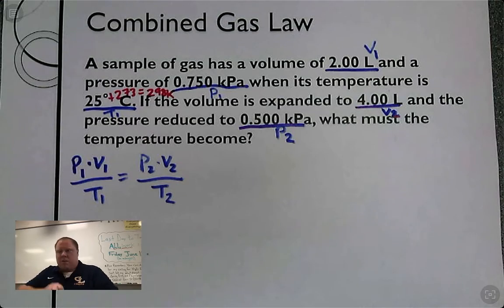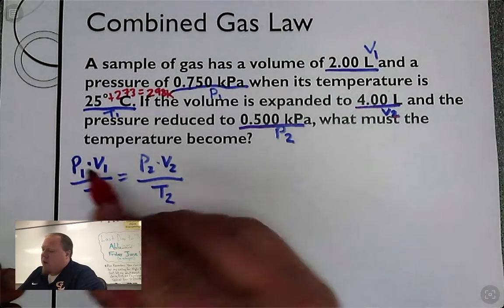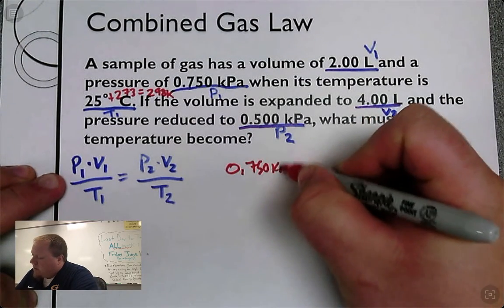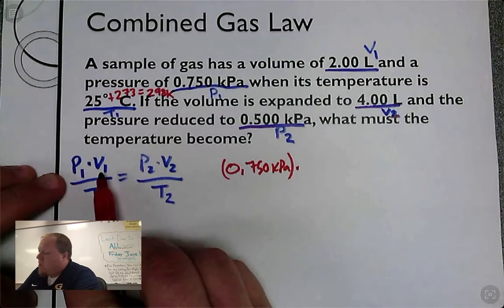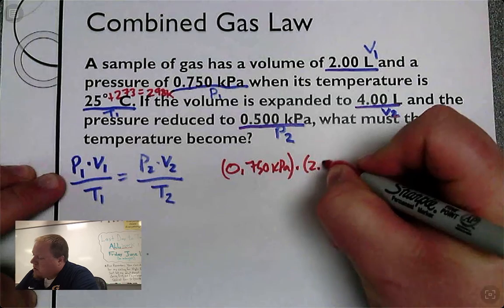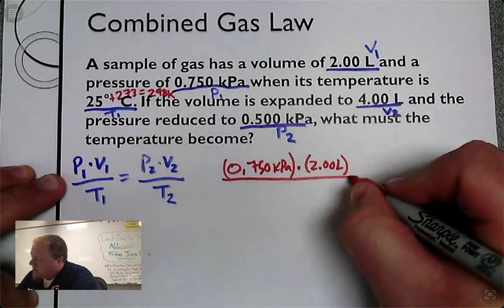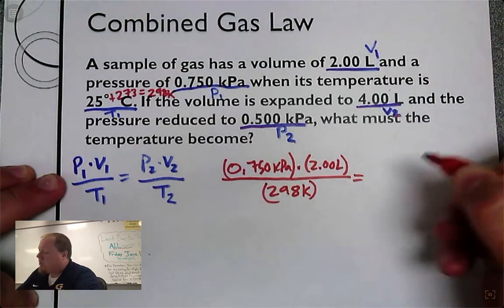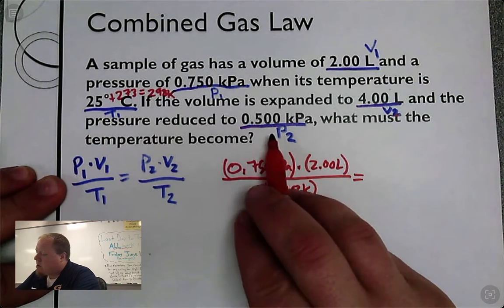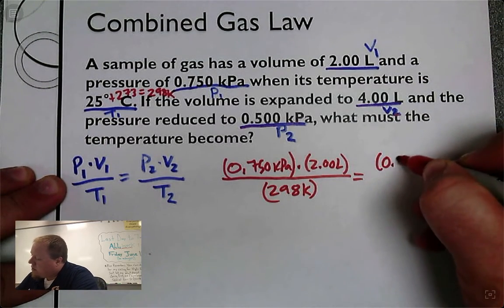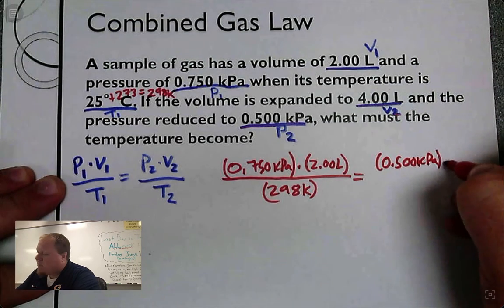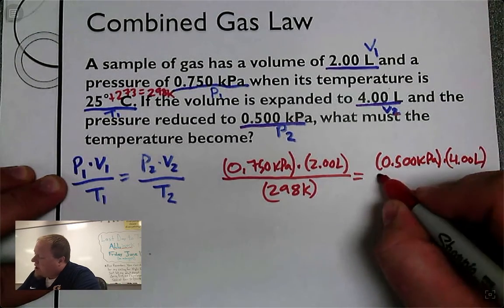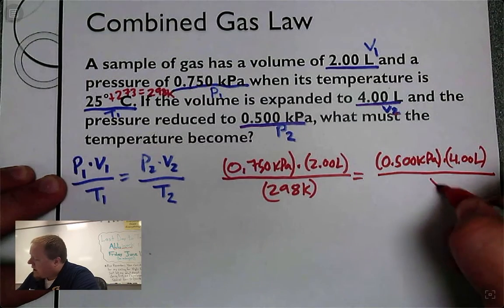Okay. So I'm going to take all these numbers now and plug them in. So I've got P1 right here, 0.750 kilopascals, times V1, which is 2.00 liters, divided by T1, which is 298 Kelvin, equals P2, which is 0.500 kilopascals, times V2, which is 4.00 liters, divided by T2. I don't know it, so I'm just going to put an X.